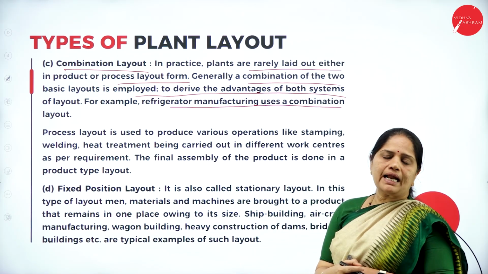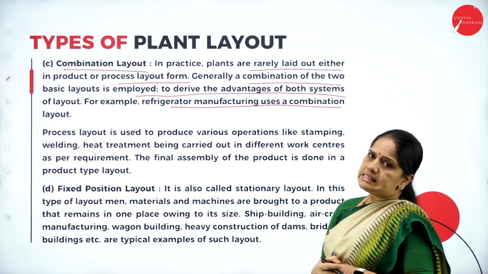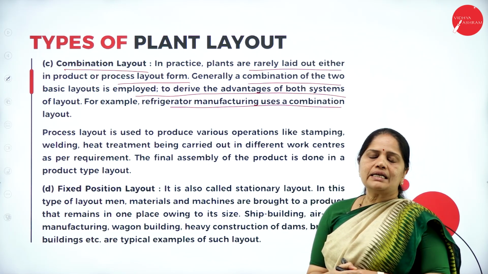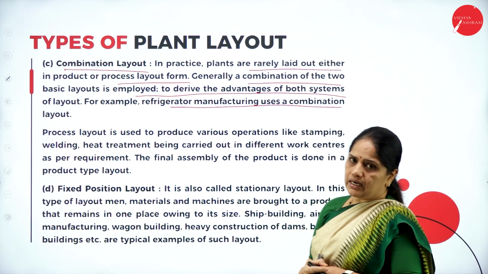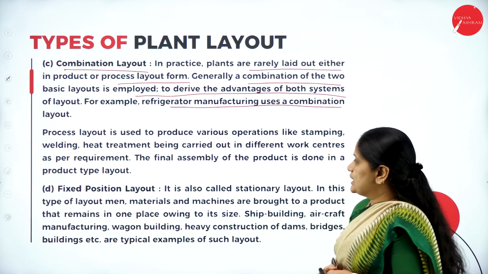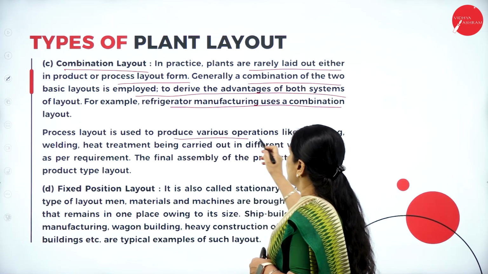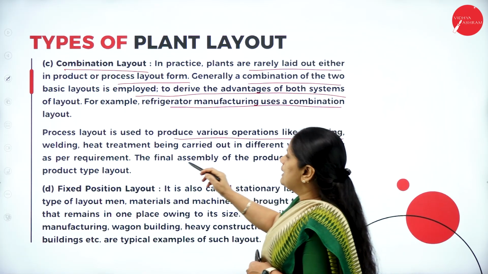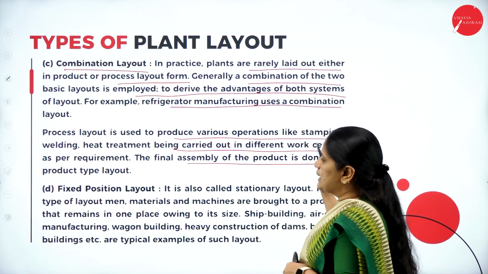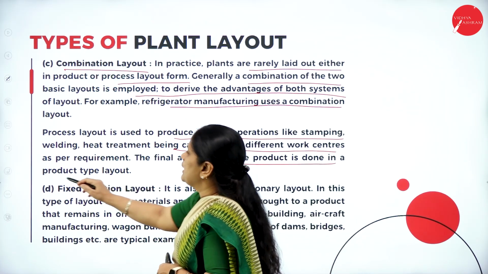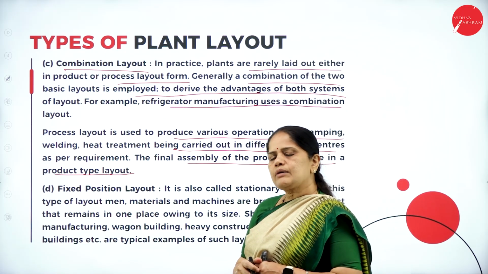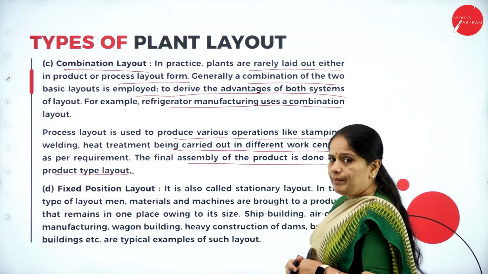So the third type of plant layout is the combination layout, which is a combination of the product layout and the process layout. So we get the advantages of both kinds of layouts. One of the best examples is the manufacturing of the refrigerator. The process layout is used to carry out various operations like stamping, welding, and heat treatment in different work centers. The final assembly of the product is done in the product type layout. So we need both; whether it is the process or the product, both kinds of layout are essential for manufacturing.